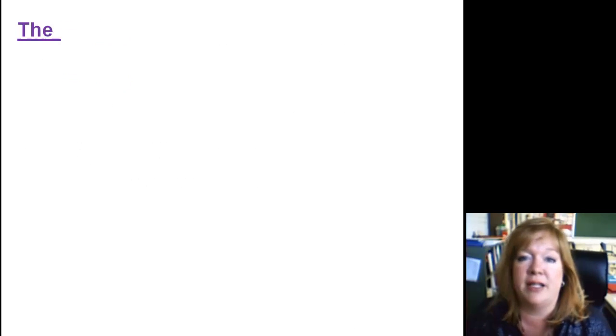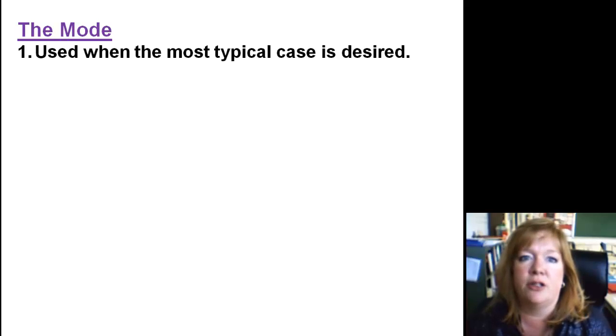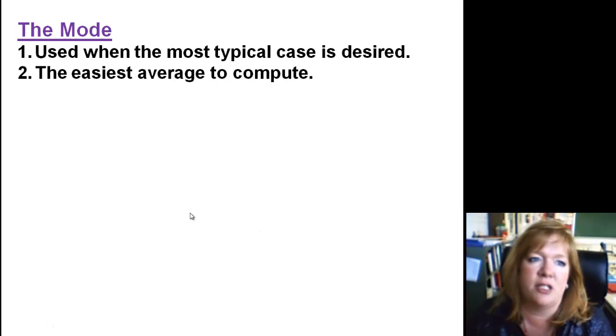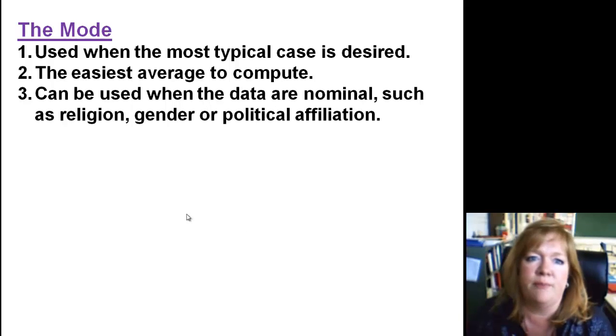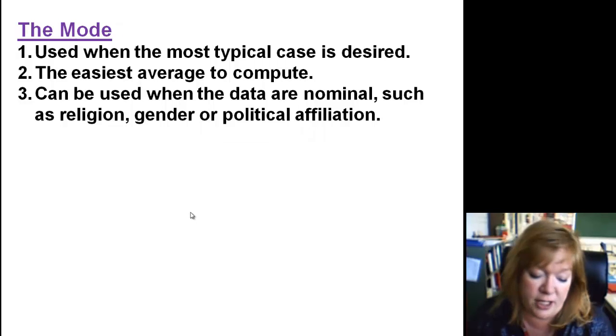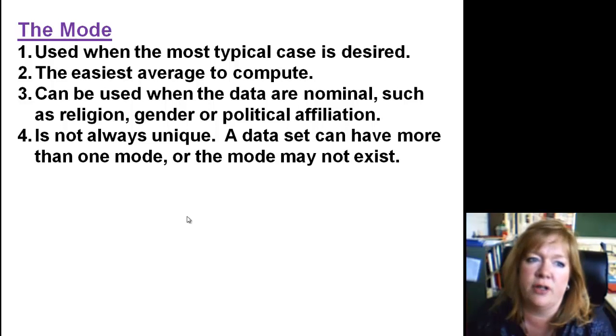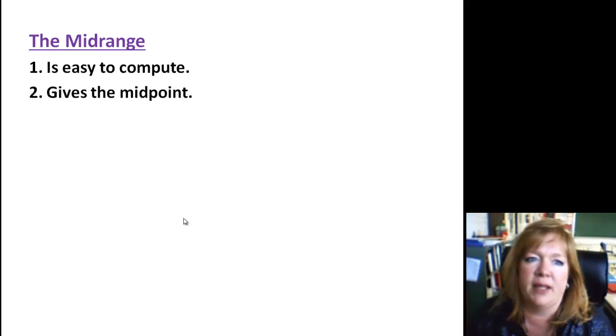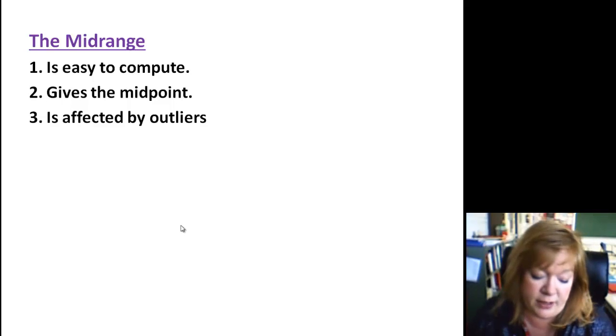The mode is the easiest one of all to calculate. It's used when the most typical case is desired, the one that repeats most often. It's the easiest average to compute, and it can be used when your data is nominal, which means things such as eye color, religion, gender, political affiliation, and so on. It's not always unique. You can have more than one mode, or the mode might not exist at all. And then we have the mid-range, last but not least, and this is quick and easy. It's easy to compute, gives the midpoint, and it's affected by outliers. That's what you need to know in the data set.